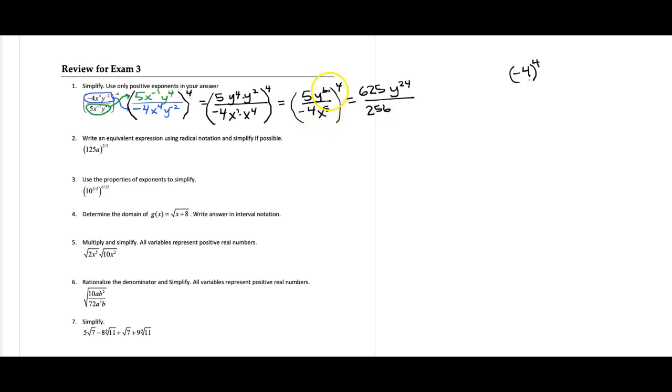And then y to the fifth to the fourth, or sorry, that's x to the fifth to the fourth. Again, we're going to multiply those together. So x to the 20th. All right, and then there is nothing more that we can do to simplify, so that would be our answer. Any questions on that?